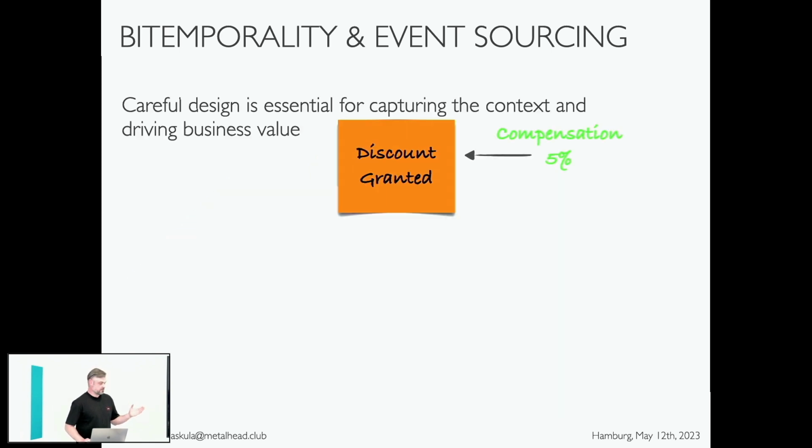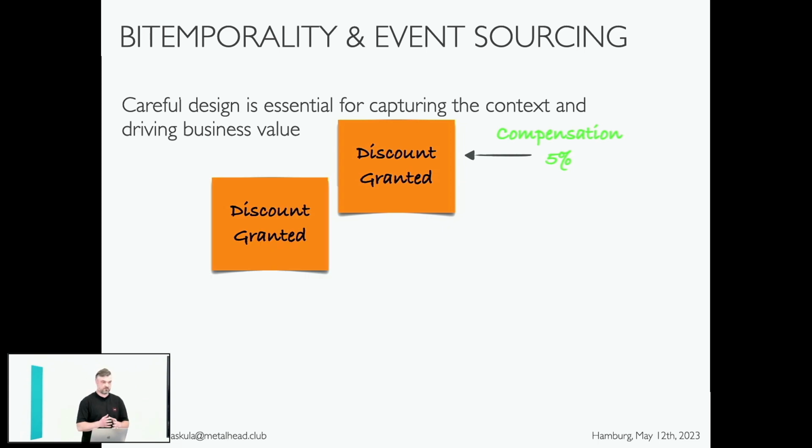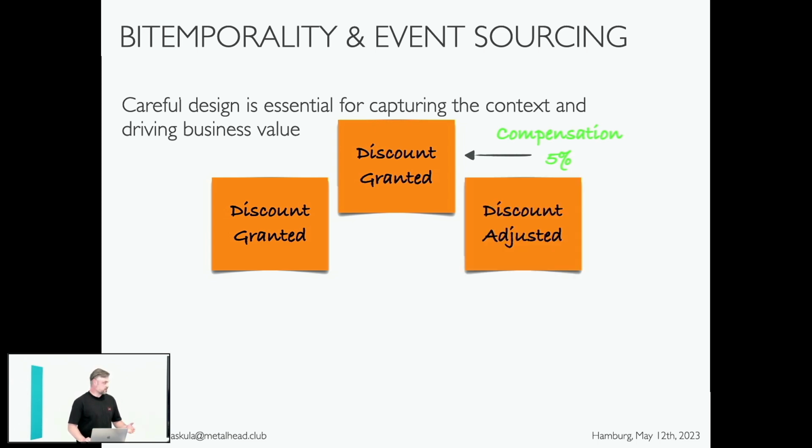We could say we have this discount granted event that needs compensation. How do we do that? We can design this in different ways. We can use another discount granted event with a different value, and when you replay all the events from the event store, it will override the value that was first defined by the earlier event. But you could also say, I have a specific event for that, like discount adjusted.